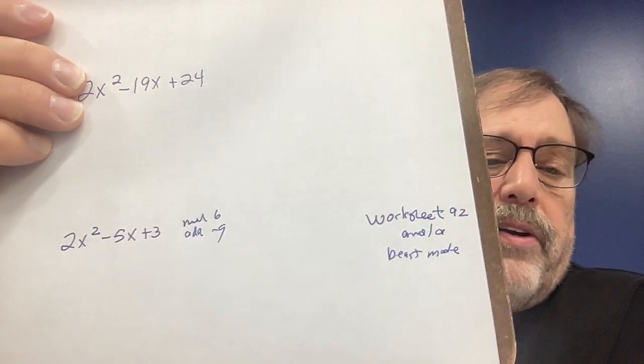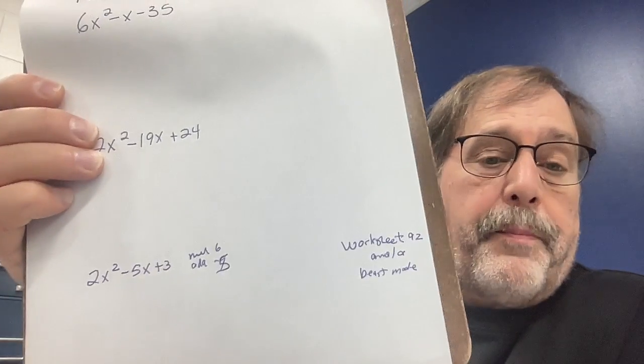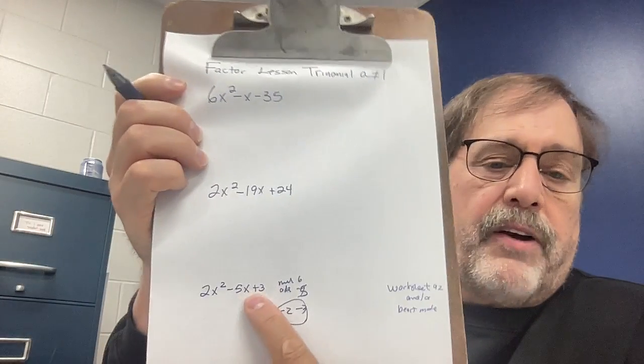It is factor. What we do is we multiply and we add, and I multiply 2 times 3 and get multiplied to be 6 and add to -5. That's the worst 5 I've ever seen. It's early in the morning. And that's going to be -2 and -3. And what we're going to do right now is that -2 and -3 is going to go right there. 2x squared minus 2x minus 3x plus 3.